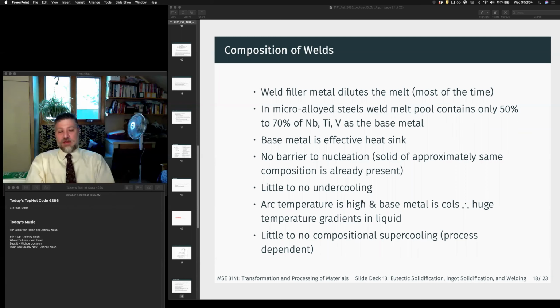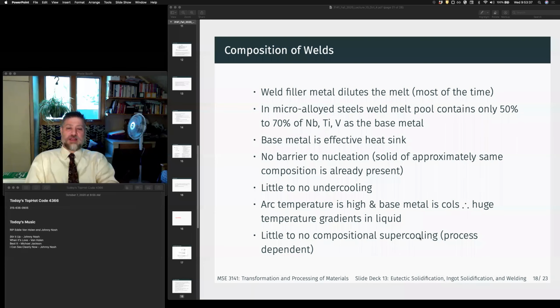In TIG or MIG or stick type welding processes, the arc temperature is exceptionally high and the base metal is cold. So that means we have really huge thermal gradients in our liquid, right? And what does that mean if we have very high thermal gradients? We don't have to worry about compositional supercooling, right?